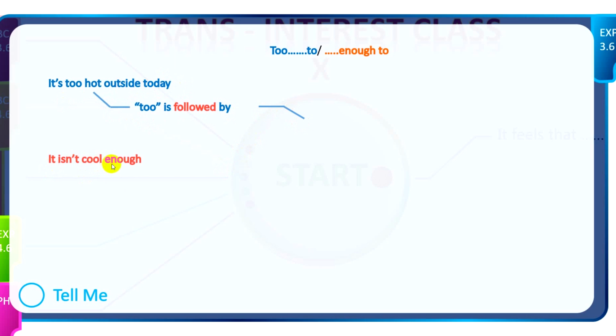It isn't cold enough. Enough is preceded by, is the question for you. And this sentence, followed or preceded by an adjective or adverb. So, hot today: too hot, too followed by hot, while enough preceded by cold, adjective. Hot, cold, adjective. You can remember here, followed for too and preceded for enough. Okay, understand? Now we go to the next.